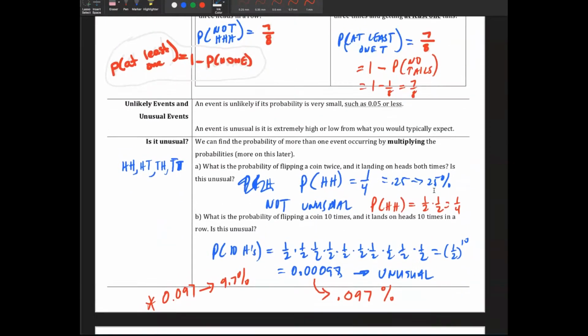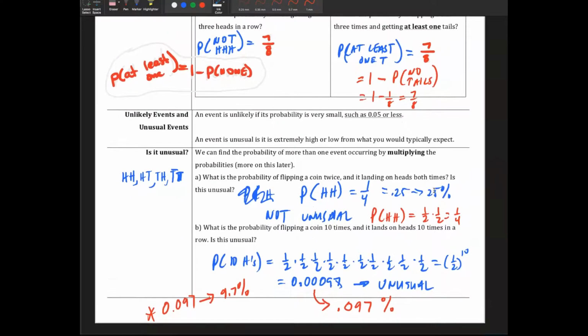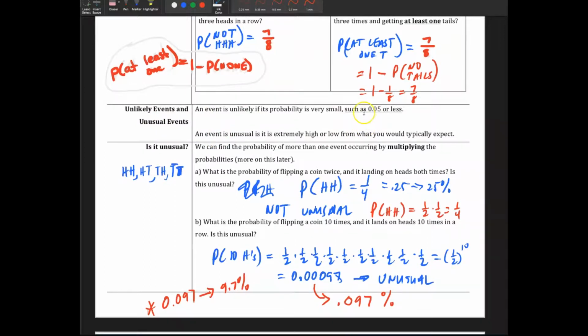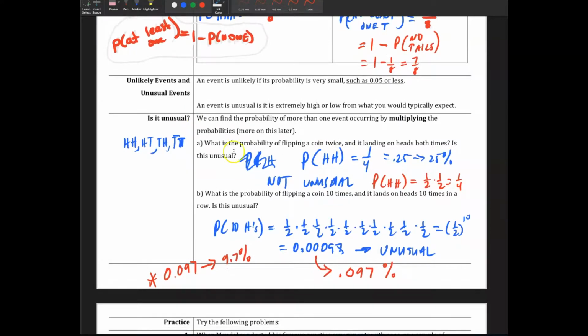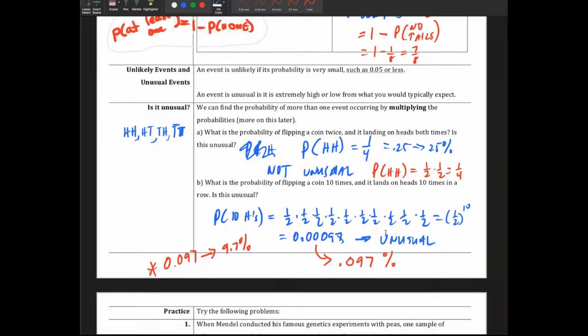We end this one by looking at defining terms, such as unusual. Something is unusual if it has a less than 5% chance of happening. That's our standard value we use. An event is unusual if it is extremely high or low from what we expect to see. So the number we use is 5%. Is it unusual if the outcome is less than 5%?